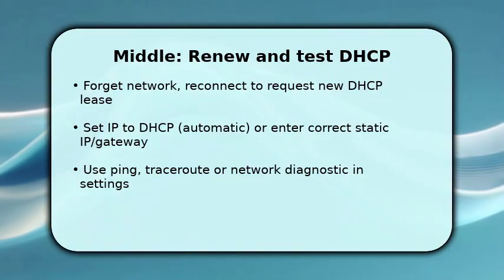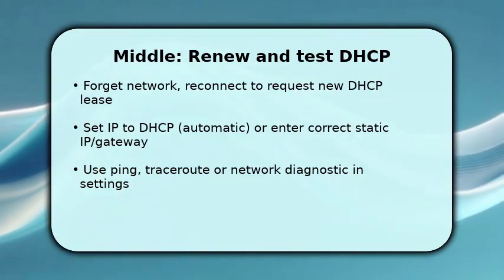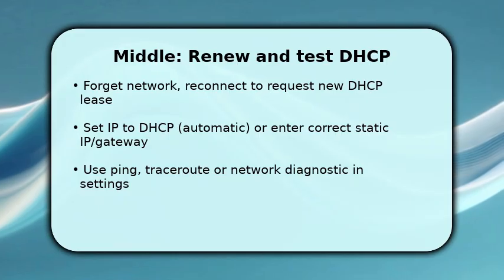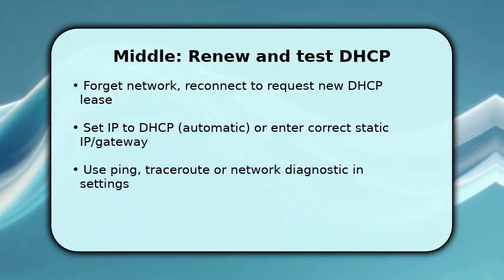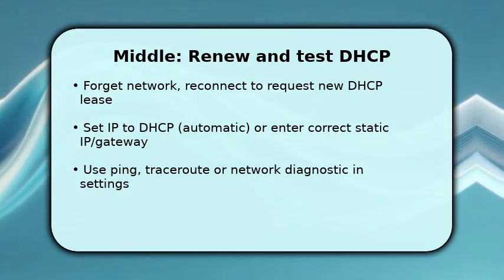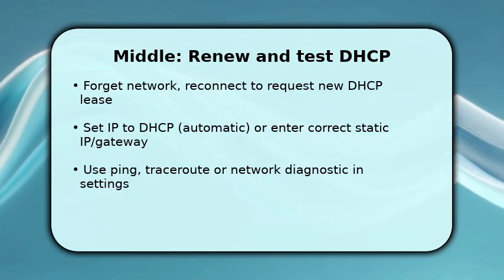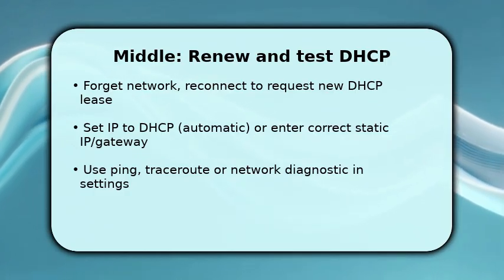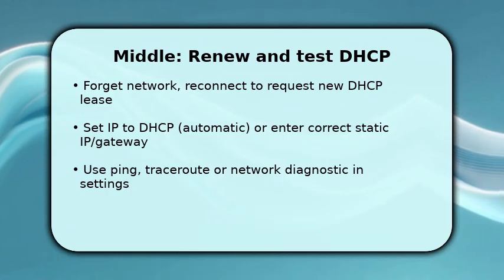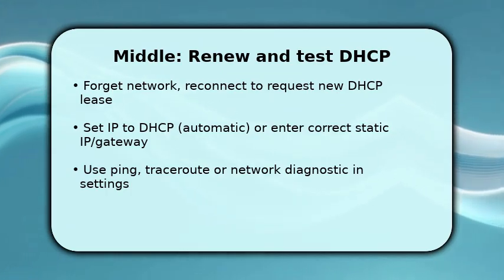Now force a fresh DHCP lease. Forget the network and reconnect so the phone requests a new IP. If your settings show static, change to DHCP, automatic, to let the router assign an address. If you must use static, enter a valid IP, correct gateway, and proper subnet mask matching the router.